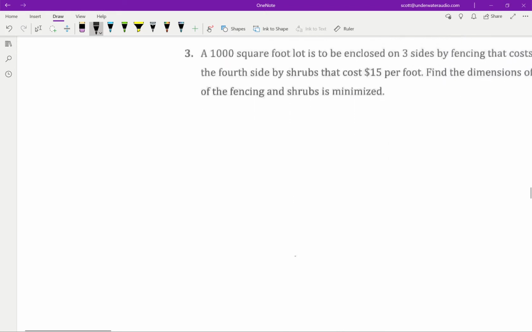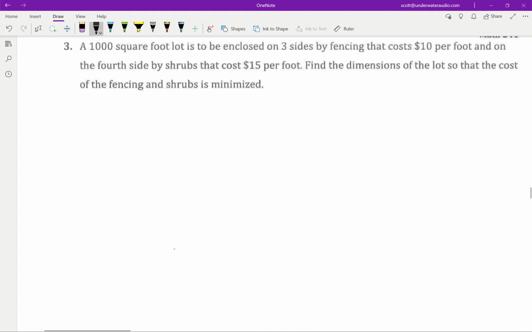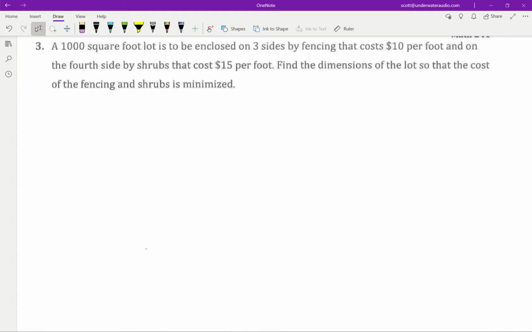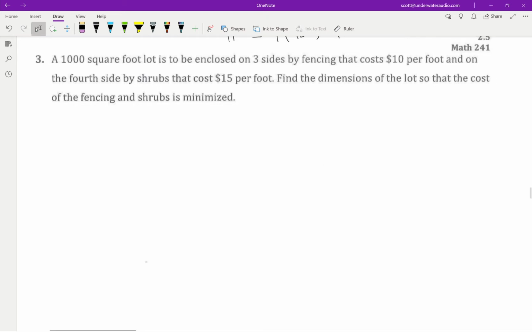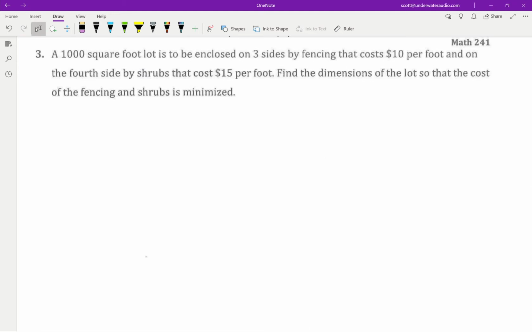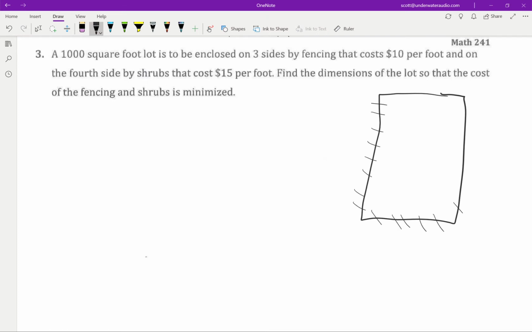On number 3. A 1,000 square foot lot is to be enclosed on 3 sides by fencing that costs $10 per foot, and on the 4th side by shrubs that cost $15 per foot. Now that I've read it, this is a problem I see on tests a lot. So I've got a lot that has fencing on 3 sides, and then there's shrubs on the 4th side.